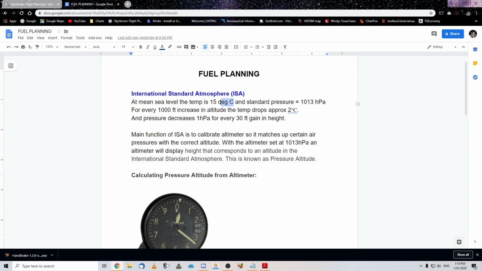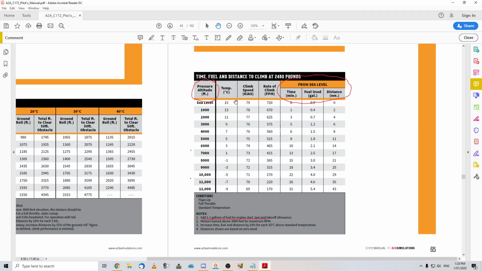A lot of people don't know that the standard temperature is 15 degrees. And for every 1,000 feet increase in altitude, the temperature drops 2 degrees Celsius. That's very important because if you come back to this chart here, you see this temperature, and you see 15 degrees. And for every 1,000 feet that you go up, it drops by 2 degrees, as you can see here.